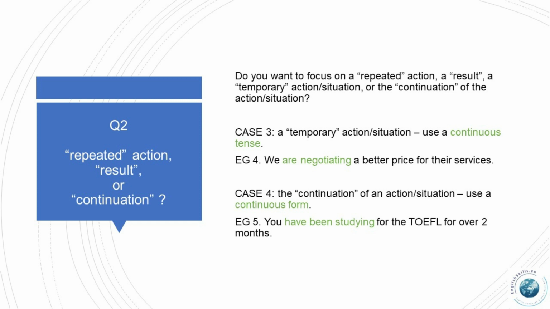Here we go, number 4. We were negotiating a better price for our services. We were negotiating. It was a temporary situation. We're not focusing on whether or not, in example 4, the negotiations were completed or not. We just want to say it was happening. Case 4, the continuation of an action or situation using a continuous form.